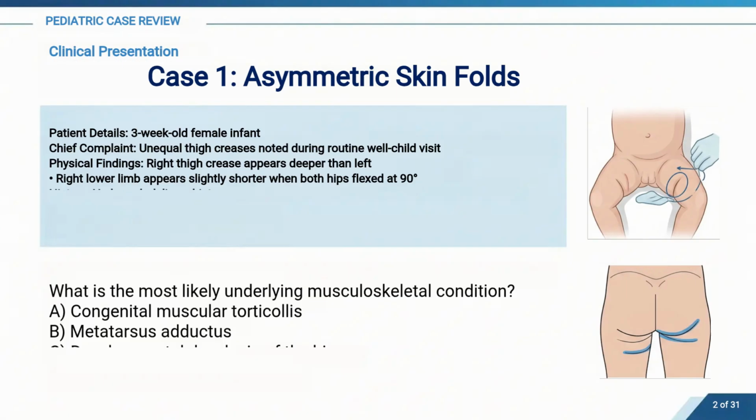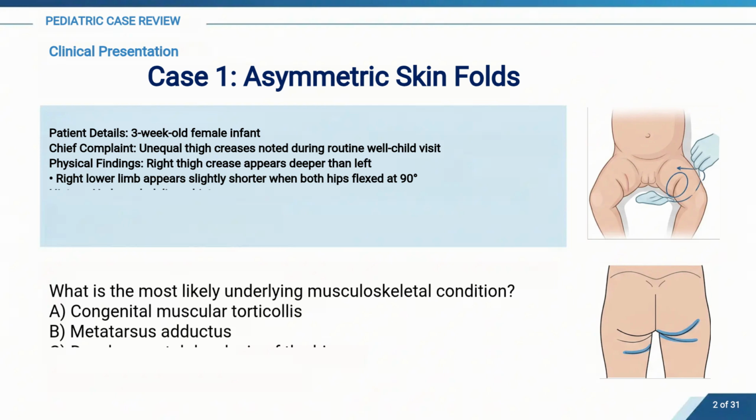Case 1, covering clinical presentation with asymmetric skin folds. A 3-week-old female infant is seen during a routine well-child visit. The right thigh crease appears deeper than the left, and the right lower limb appears slightly shorter when both hips are flexed at 90 degrees. There is no history of breech delivery and no family history of hip problems. What is the most likely underlying musculoskeletal condition?